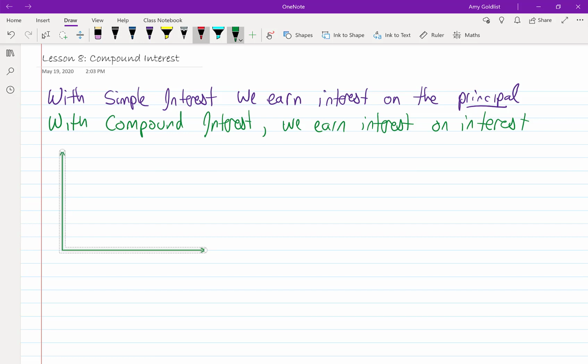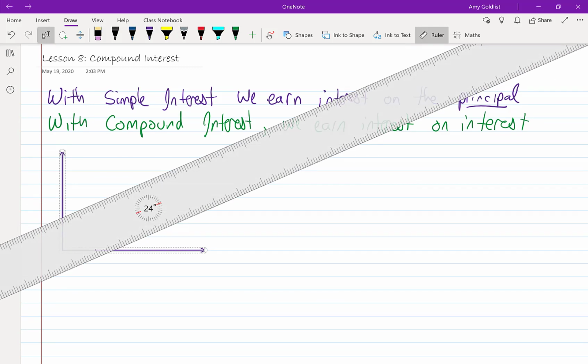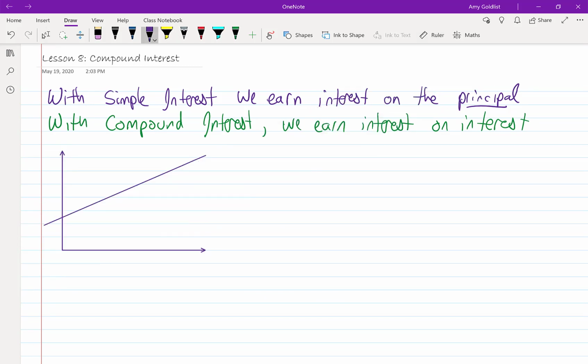Okay, simple interest looks like a line. So this is simple interest. And what we're looking at here is the future value. And over here, we've got time. The more time we spend, the more money we get.